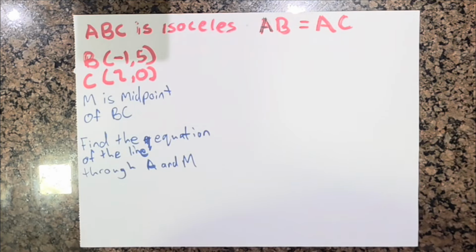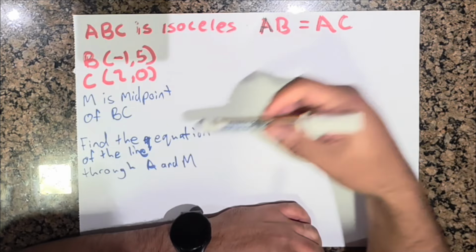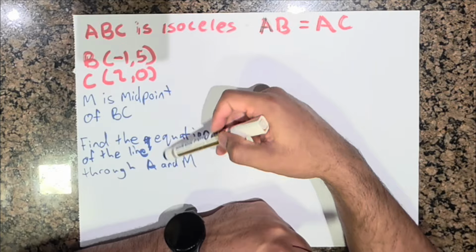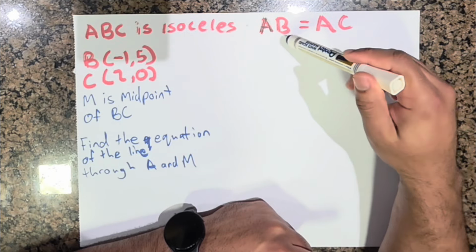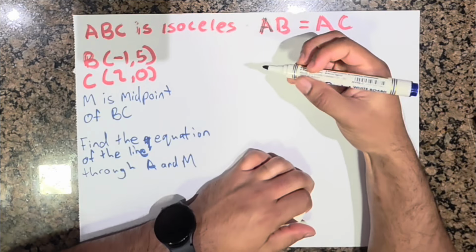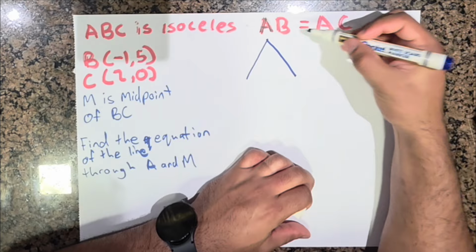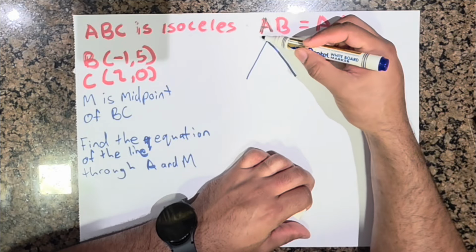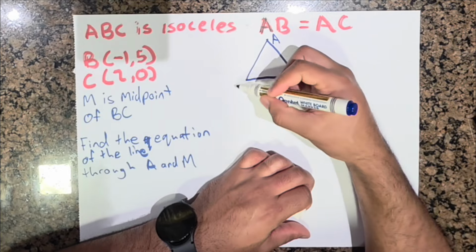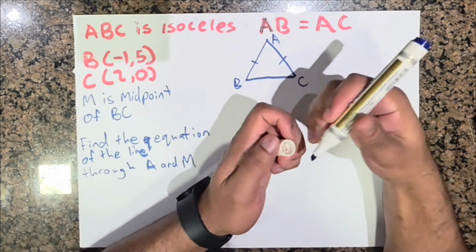Okay, so in this question they tell us that ABC is an isosceles triangle. They also tell us that AB is equal to AC. So before I read through any of the other information, I just want to highlight what this tells us for the drawing. If we were to draw the triangle, in order for AB to be equal to AC, this point at the top needs to be A, okay? So this will be B and C, because these two lines are equal since it's isosceles.